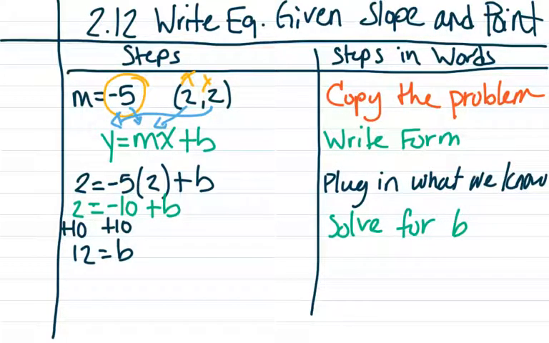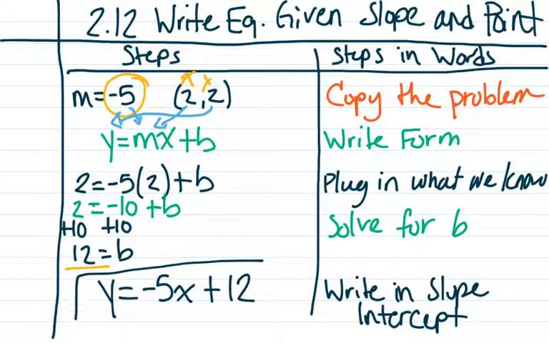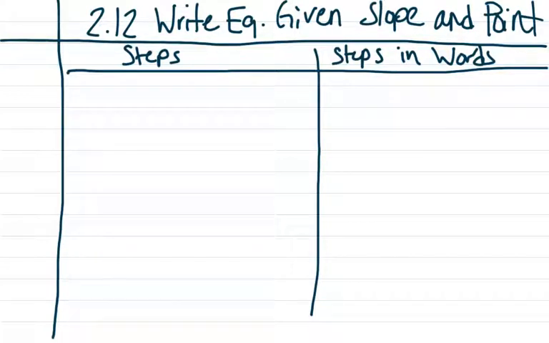Our last step then is going to be to write in slope-intercept. And so we have y equals, we use our slope from up here, which is -5x. And then we use our b that we found here, so plus 12. And then, of course, always circle our answer. The steps are the same other than we add a couple because we have to solve for b to find that y-intercept. So we're given slope, and then we're given a point that the line goes through, but we're not given the y-intercept. So let's do another one.